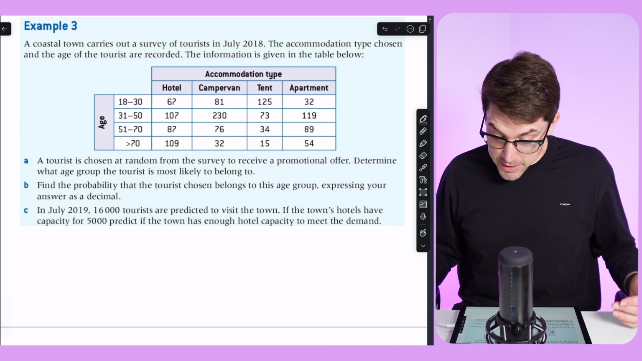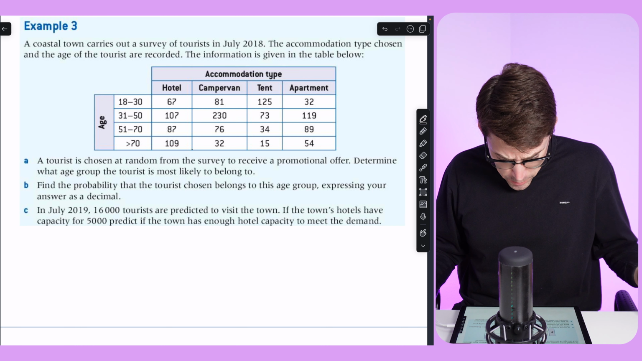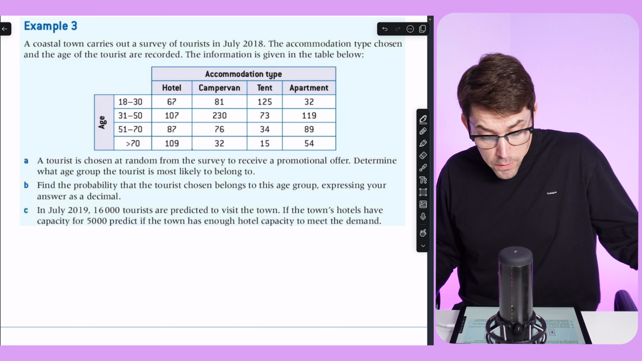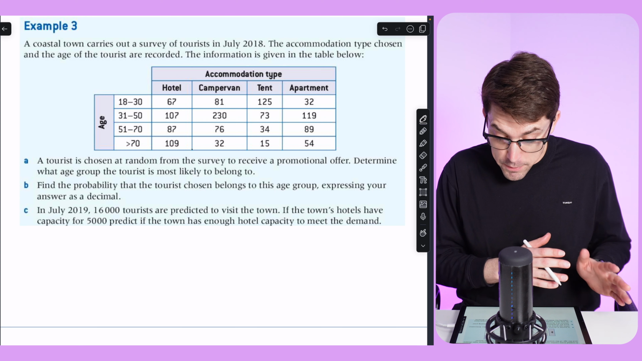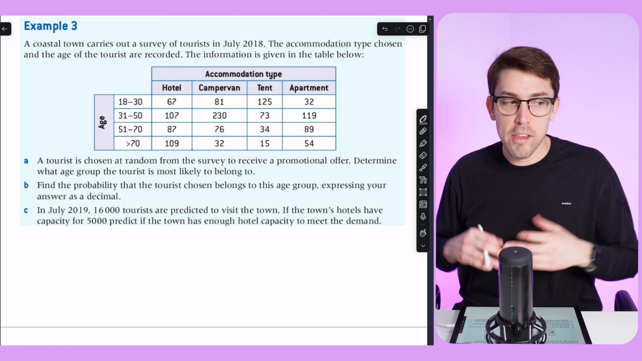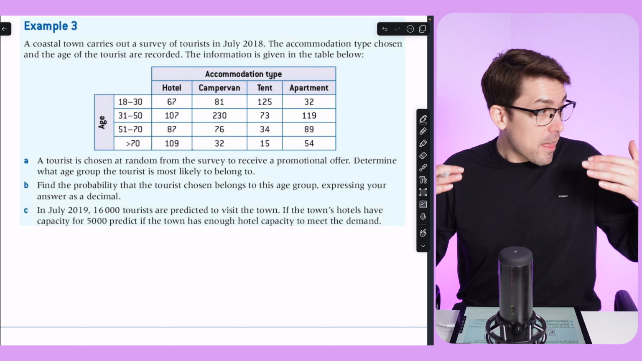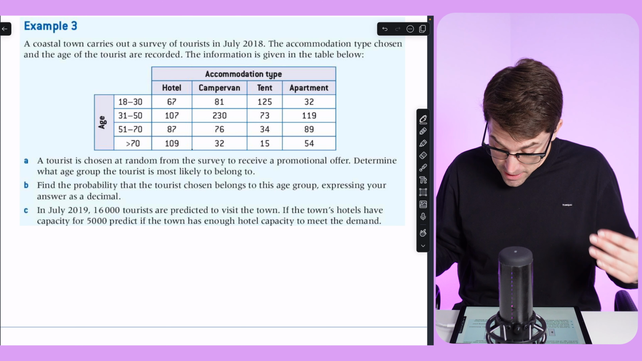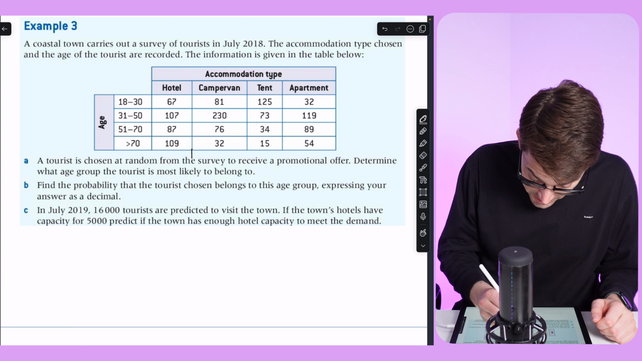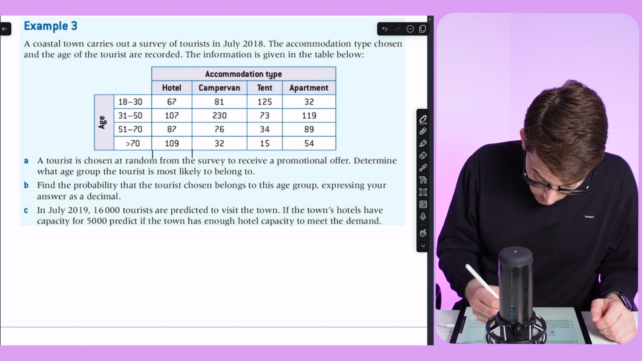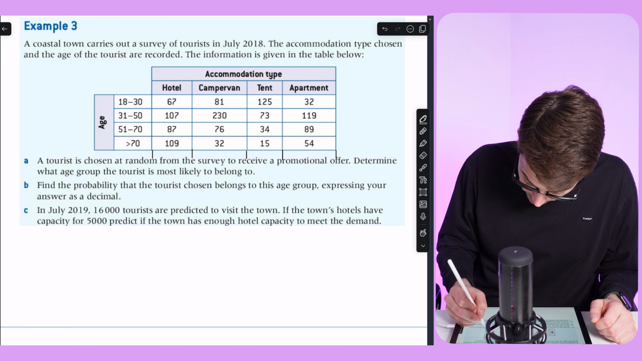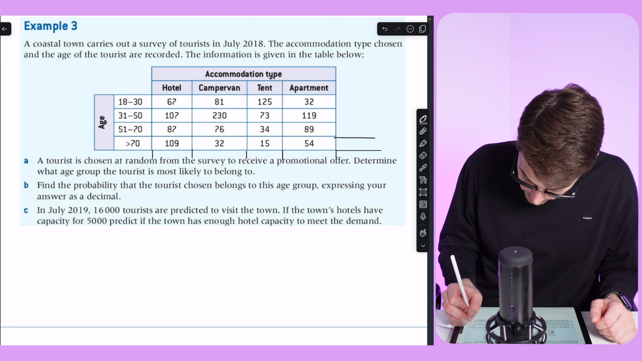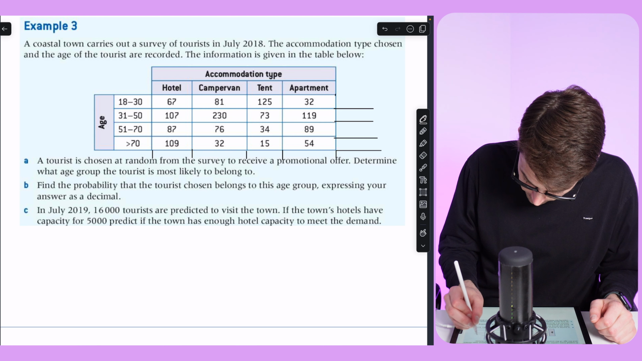So now let's take a look at this example down here. We have a much more intimidating looking table. However, if we read the context, it's really not that bad. So we know that the coastal town is going to carry out a survey of tourists in July 2018. So there's different types of accommodation as well as different age brackets. Now I'm going to give you a little spoiler here: the typical way that you want to solve these is by extending these down and finding the total for your columns and your rows, because that is how you can easily figure out which probabilities you are going to need to consider.